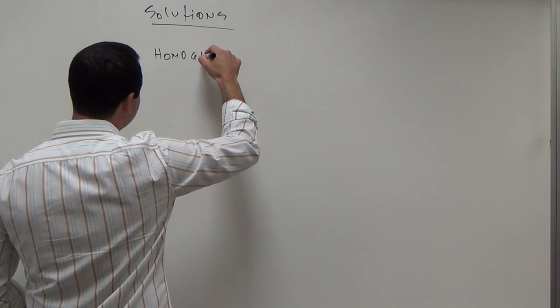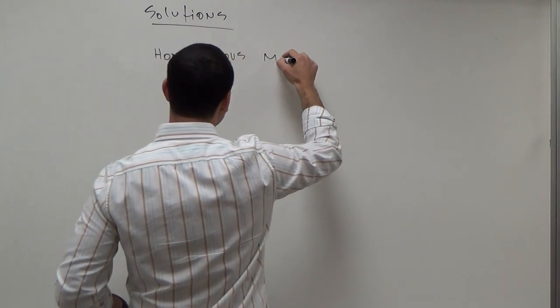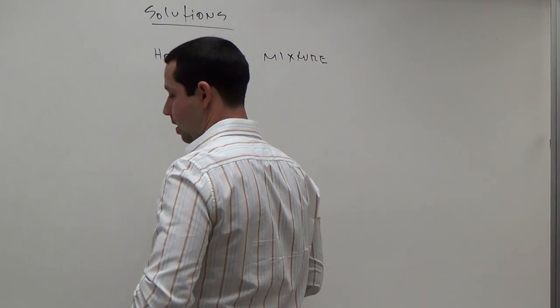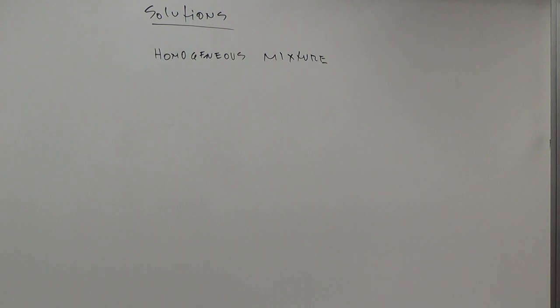A solution is a homogeneous mixture. I don't remember if I talked about homogeneous mixtures in 1045 or not. Homogeneous means it is the same all throughout. Heterogeneous means it has varying composition. A mixture is a physical combination of two or more substances. A homogeneous mixture means that in that physical combination, you can only see one thing.